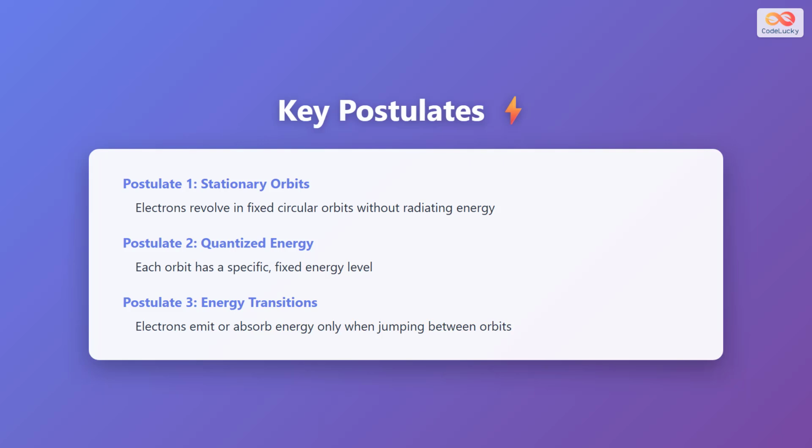Bohr's model rests on three key postulates. The first postulate states that electrons revolve in fixed circular orbits without radiating energy. This was revolutionary because classical physics predicted electrons should lose energy and spiral into the nucleus. The second postulate declares that each orbit has a specific, fixed energy level. Electrons can't exist between these levels. The third postulate explains that electrons emit or absorb energy only when jumping between orbits. This energy comes in the form of light or photons.